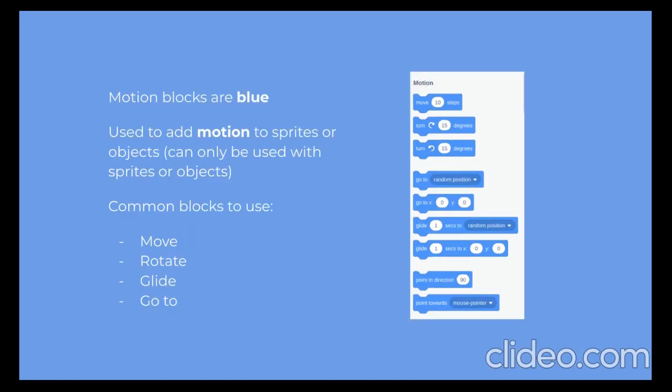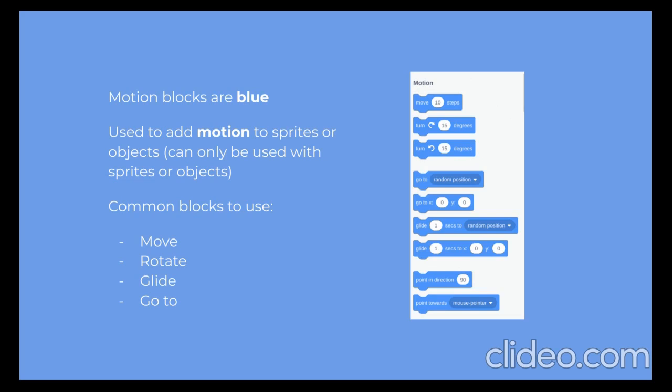The first color is blue with the word motion under it. When you click on it, there should be a lot of different blue blocks to choose from. These blocks are used to add motions to sprites or objects. The most common blocks used are Move, Rotate, Glide, and Go To. These are motion blocks because whatever sprite or object you attach to them will move however you programmed it to.